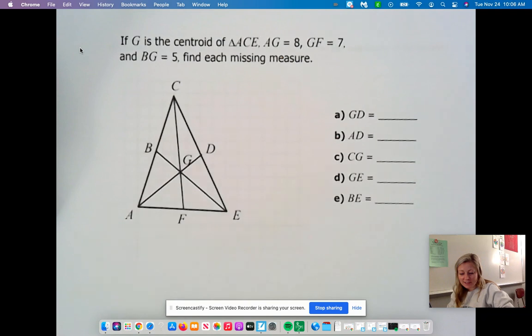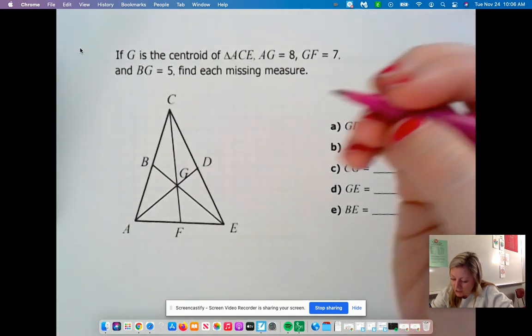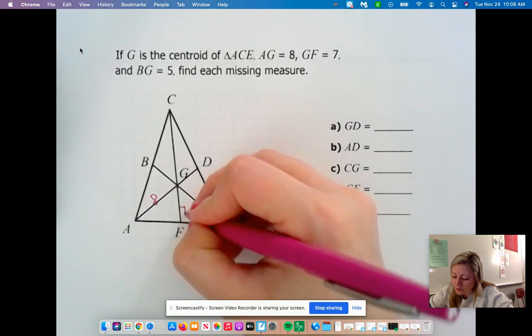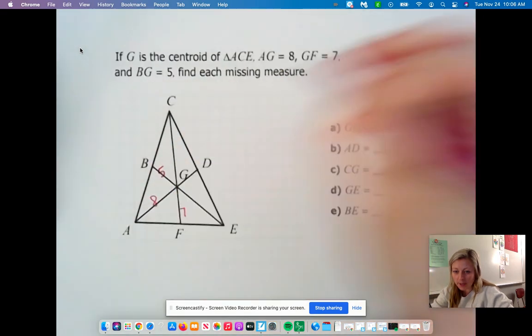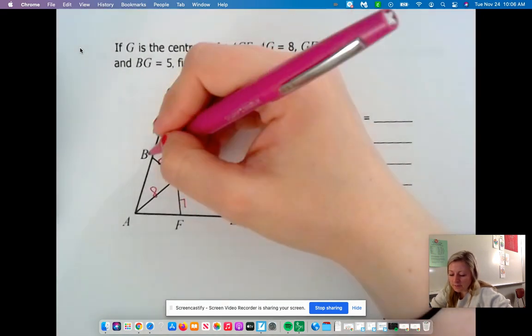Okay, I'm going to start. I'm trusting that you at least attempted this on your own. I'm going to label what they give me. AG is 8. GF, we love Grand Forks, is 7. BG is 5. Okay, here we are, folks. Let's start with our BG, 5.